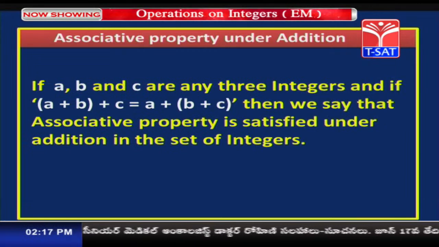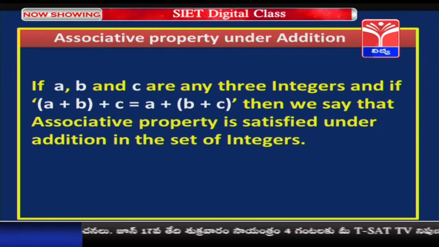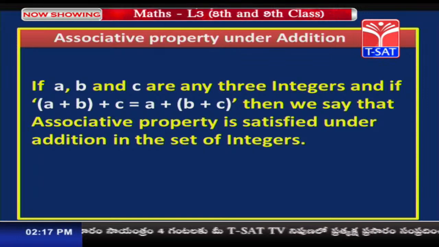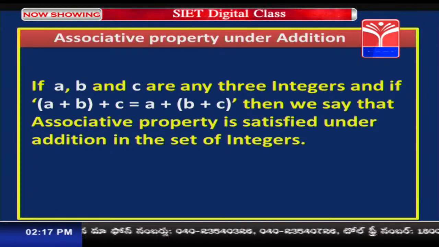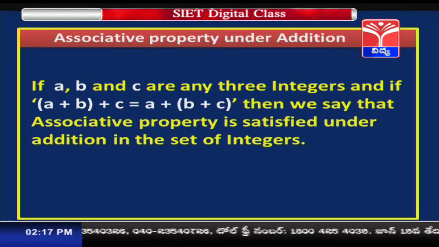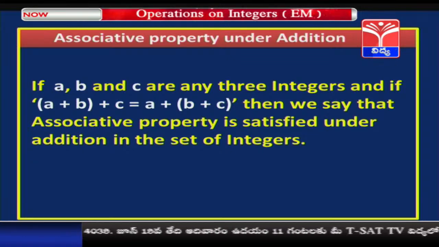Now, let us see what the property is. Associative property under addition. If a, b and c are any 3 integers, and if a plus b within brackets plus c is equal to a plus of b plus c, then we can say that associative property is satisfied under addition in the set of integers. Let us move on to the next property, children, now.